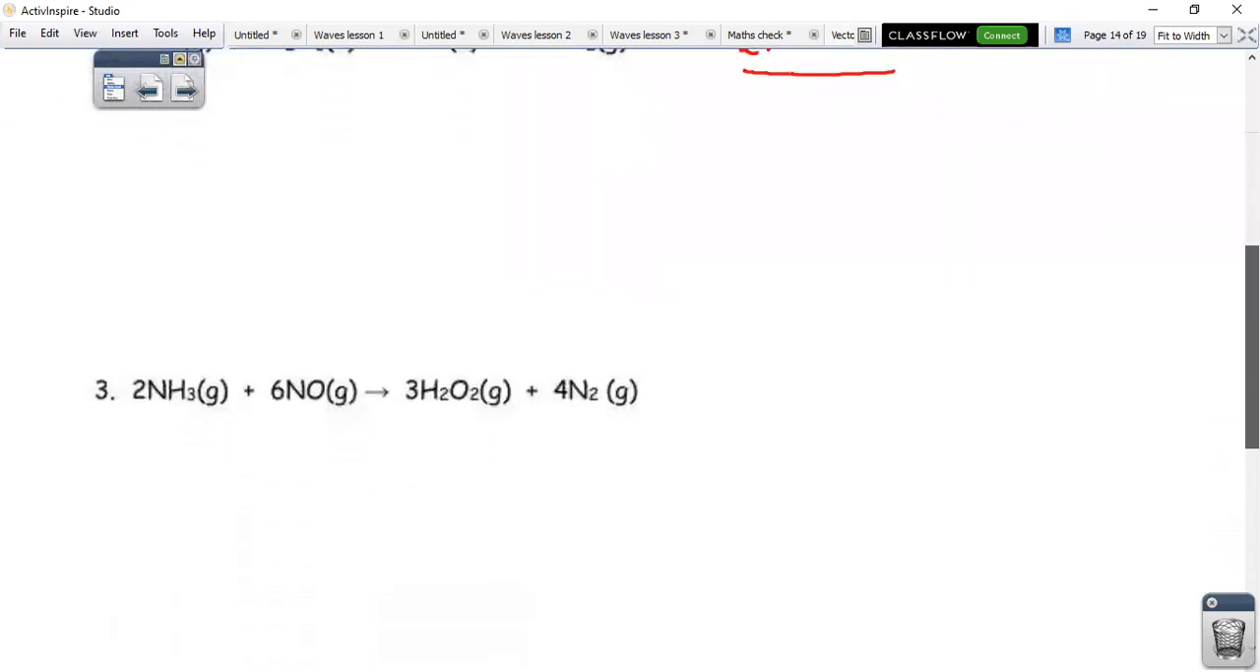Shall I use the formation? Formation as well. Yeah, let's get the hang of formation, and then we'll have a look at the fuel with combustion as well. Okay.